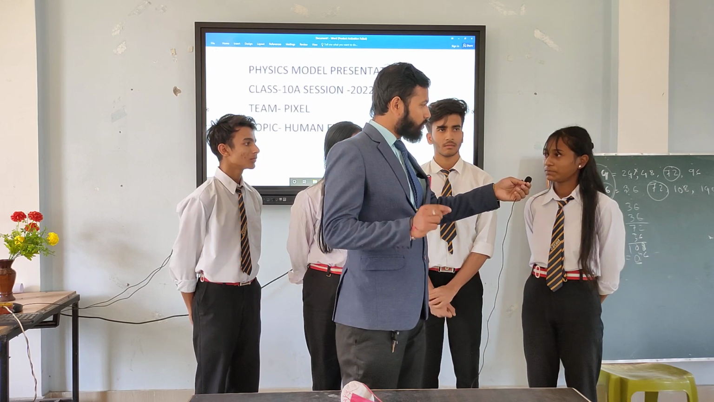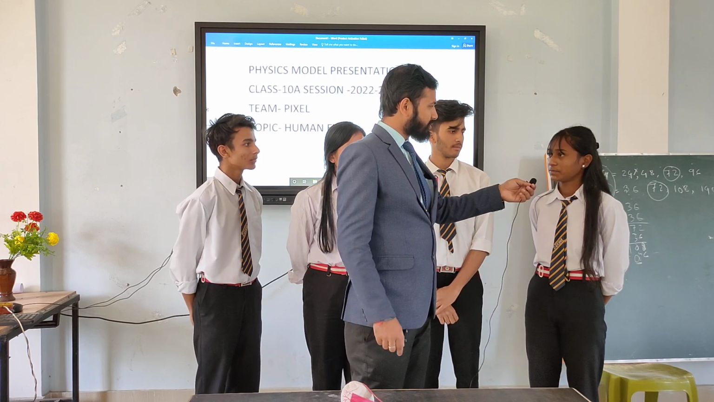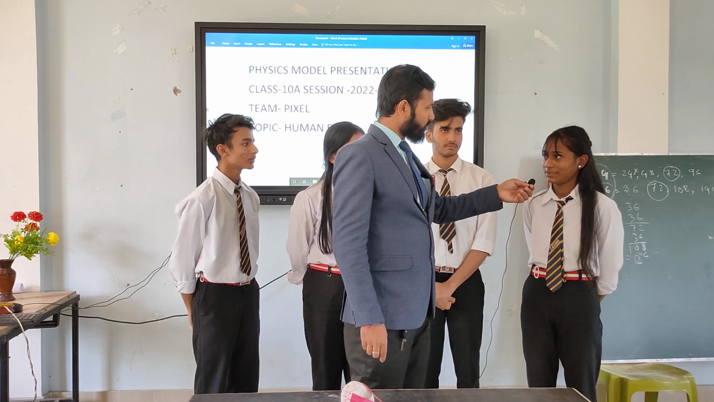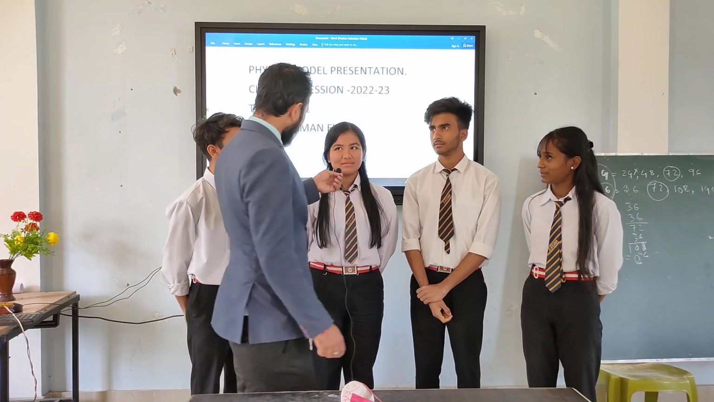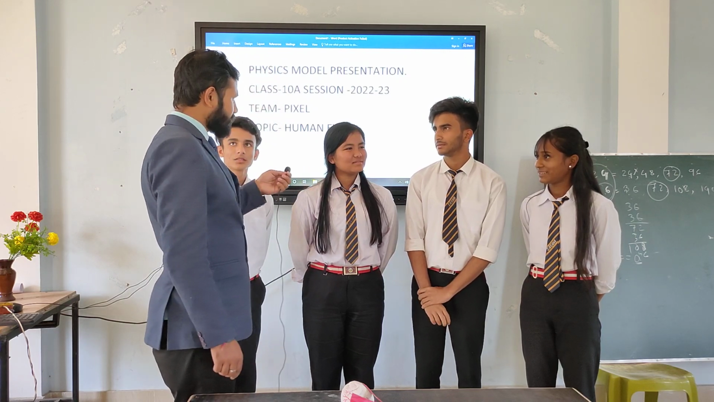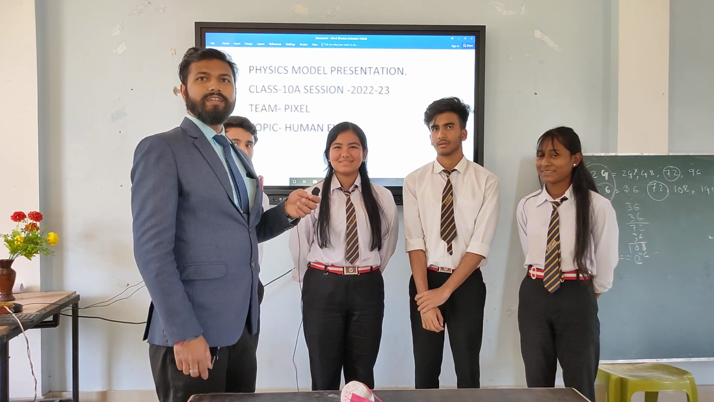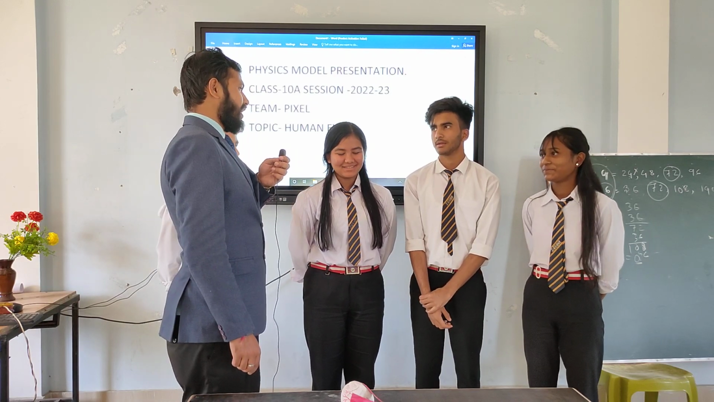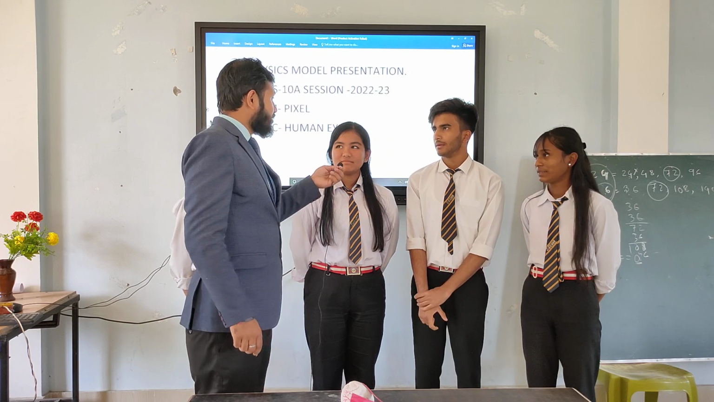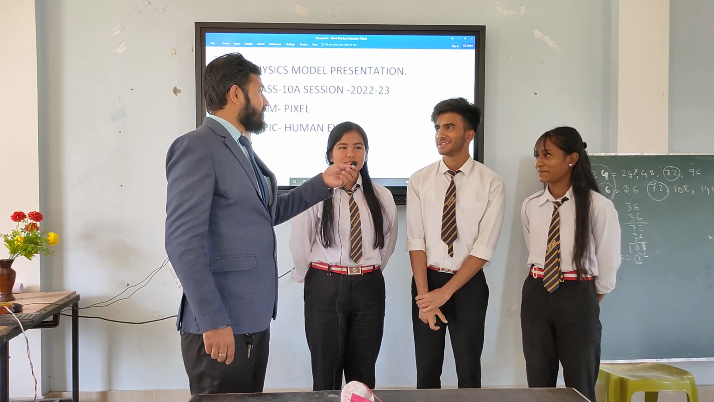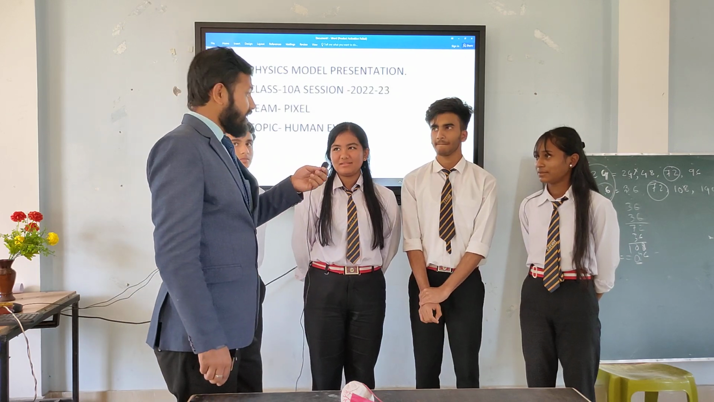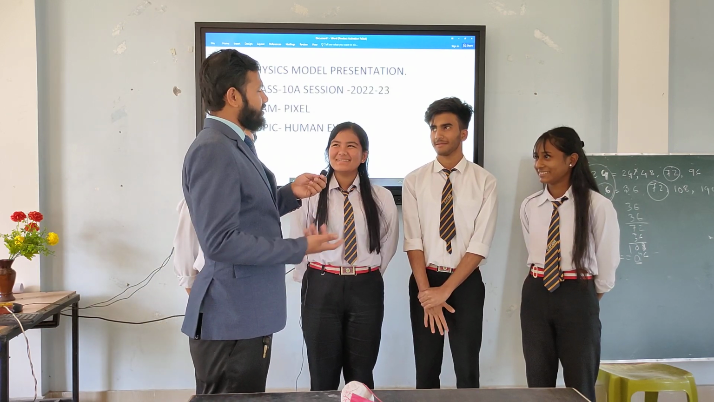The lens that is used in the human eye, what is the lens? Concave lens. Human eye carries a concave lens. What? Convex lens. And the power of a convex lens is positive or negative? Negative. Wow, you are saying it the wrong way around.